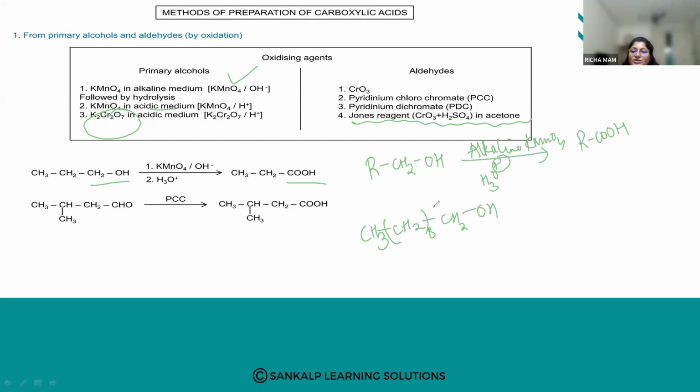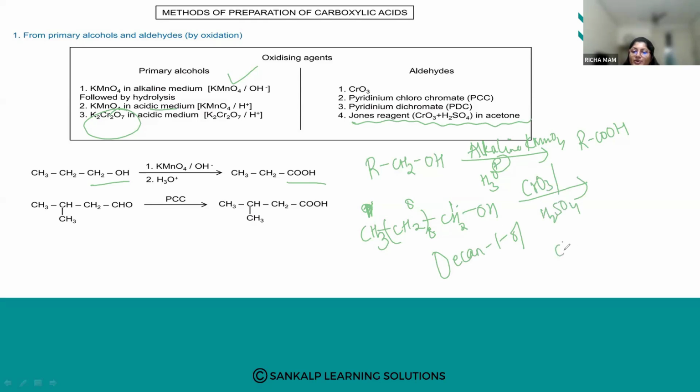So what is the name? The carbons are numbered 8, 9, 10, so it is 10 carbons. So it is decan-1-ol. Decan-1-ol in the presence of chromic acid and H2SO4.